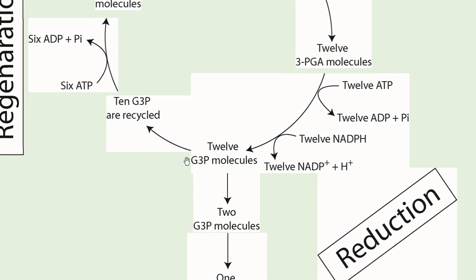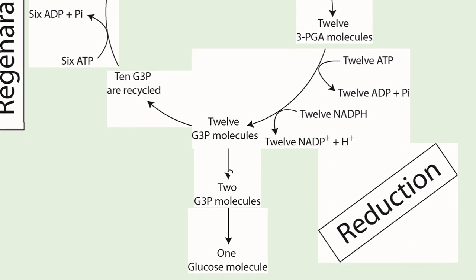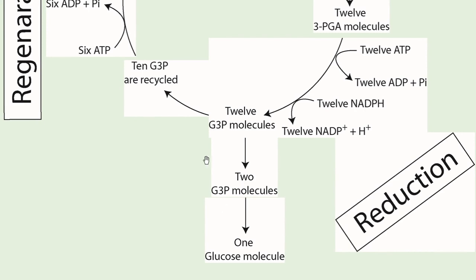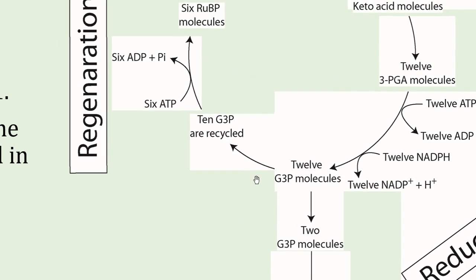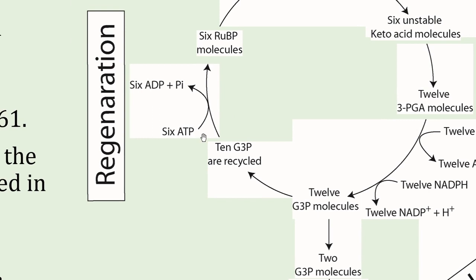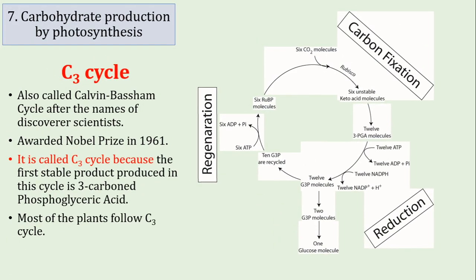And among the 12 G3P molecules, 2 G3P molecules are set apart to produce 1 molecule of glucose, and 10 G3P molecules are kept aside to regenerate into again the 6 RuBP molecules. That was the precursor molecule. That is the regeneration step. And this cycle continues indefinitely as long as there is a steady supply of carbon dioxide and steady supply of assimilatory energy molecules.